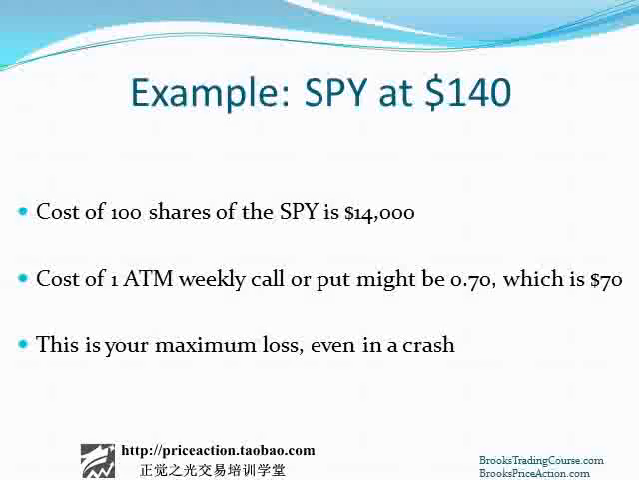Let's take an example using the spider. Let's say the spider is at $140, so the cost of 100 shares is 100 times that, $14,000. You could buy 100 shares of the spider for $14,000. The cost of one at-the-money weekly call or put might be about 70 cents times 100 shares. That's $70. That is your maximum loss, even in a stock market crash. The most you can lose is $70. If the spider goes to zero and you bought the spider, you can lose $14,000.